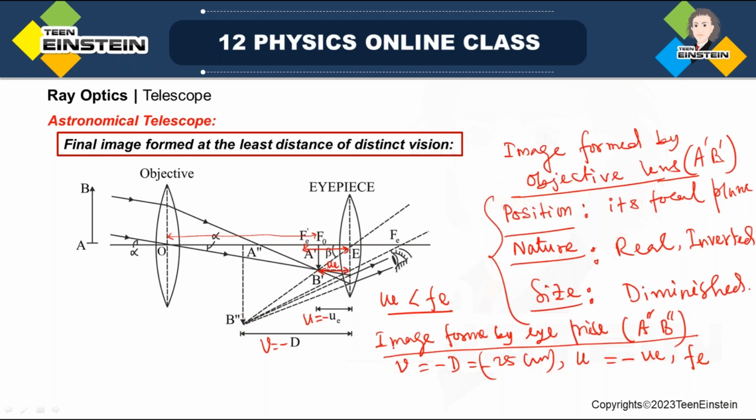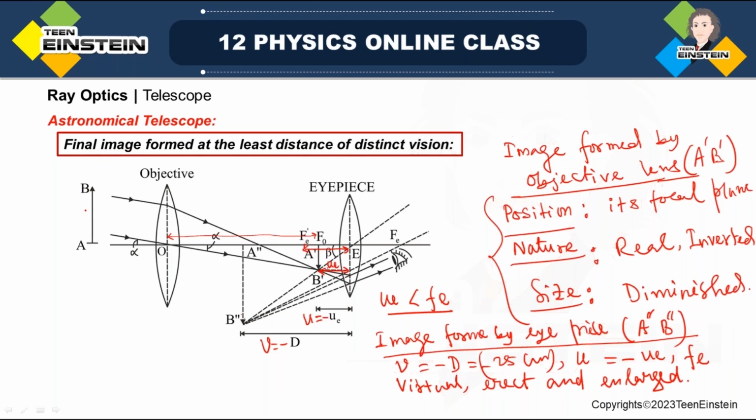So here the image, what is the nature of the image? It is actually virtual, erect, and enlarged. Okay, these are the nature of the image formed by eyepiece. So you look, final image is actually inverted image.